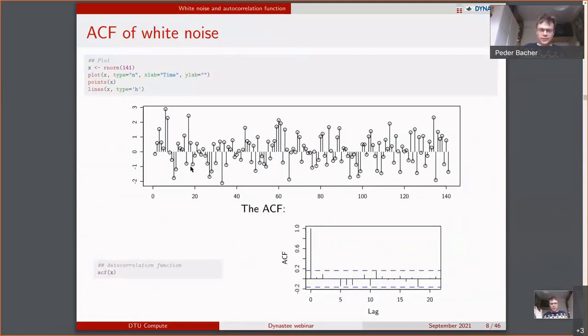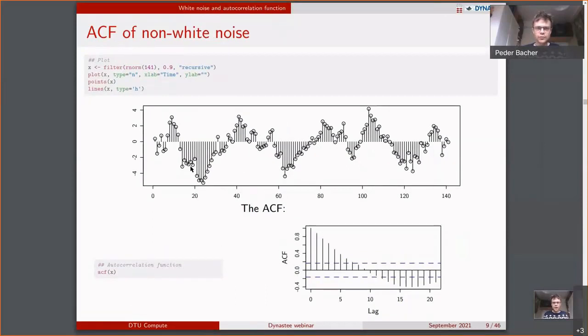So, okay, that worked nicely. We generated some normally distributed noise. Actually, this is the type of result we want. Our residuals should look like this if our model is good, right?